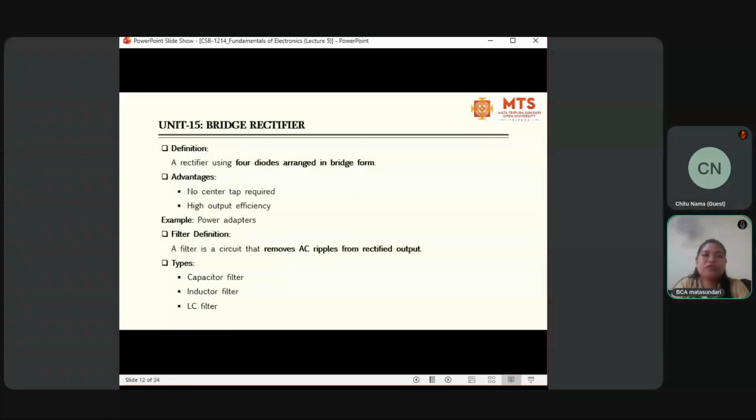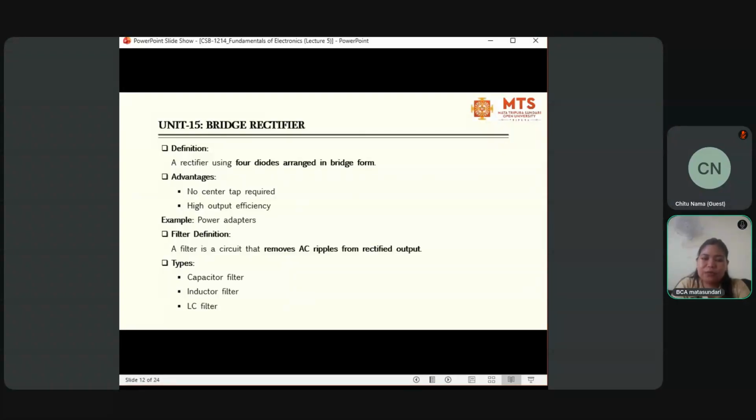Next, bridge rectifier. What is bridge rectifier? It uses four diodes arranged in bridge form. Advantage: no center tap required. High output efficiency will be there in bridge rectifier. Example, power adapter.